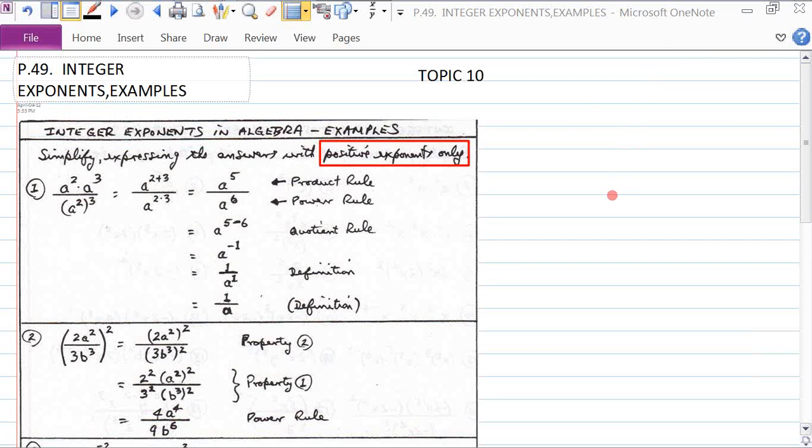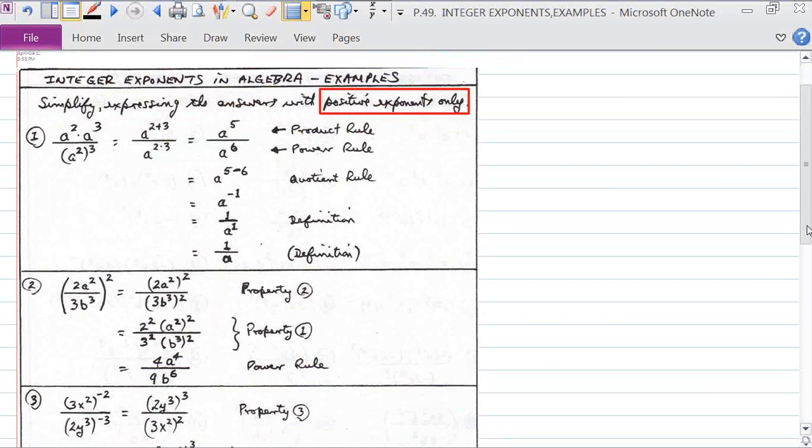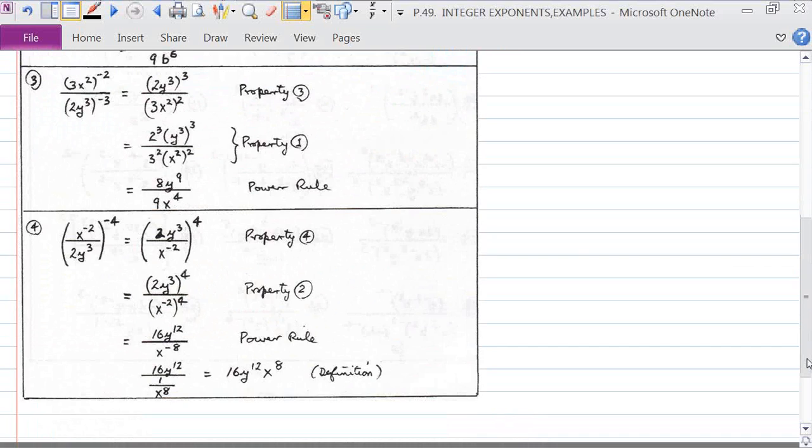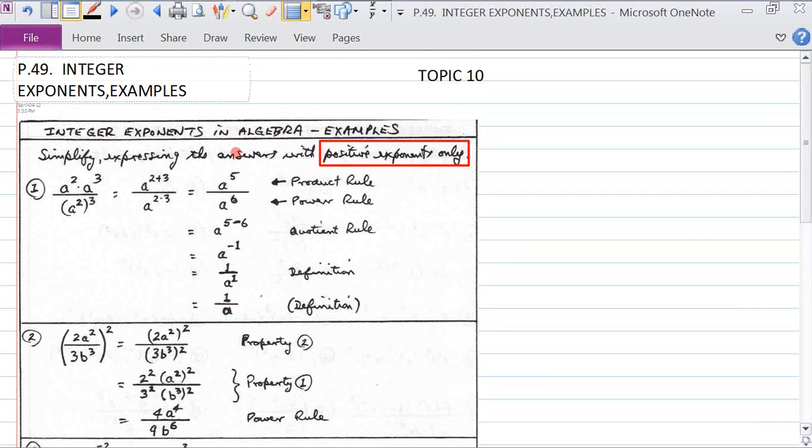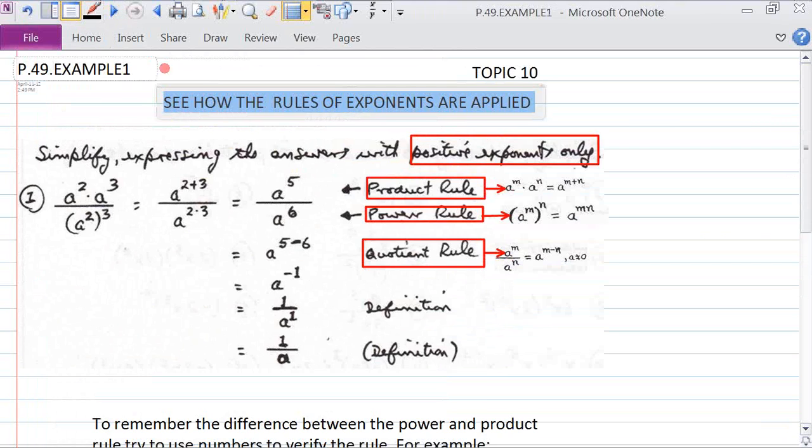We're on topic 10, and what we're going to do here is apply the rules that we've learned about exponents to examples. So page 49 has 4 examples, 1, 2, 3, and 4 here. And what we'll do is we'll go over each one of these individually and apply what we learned about exponents and the rules regarding exponents.